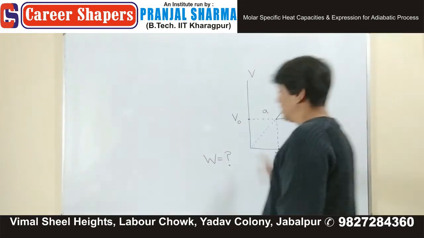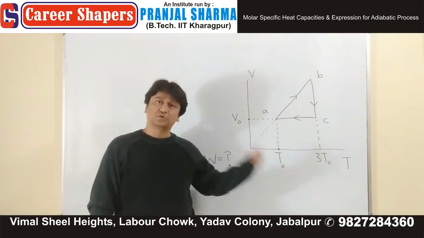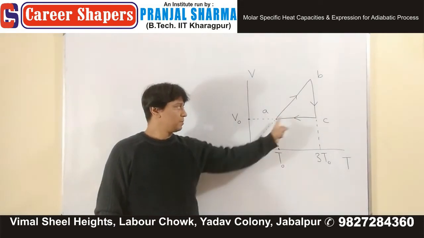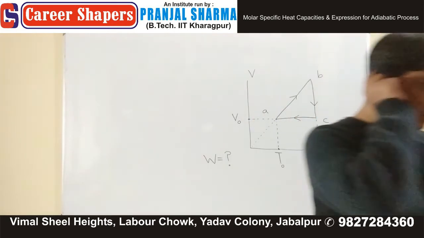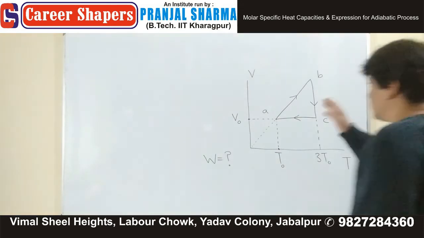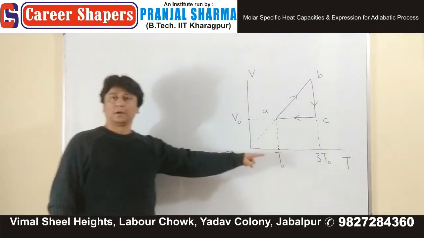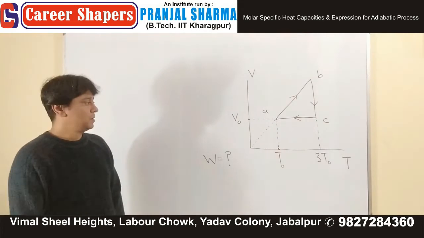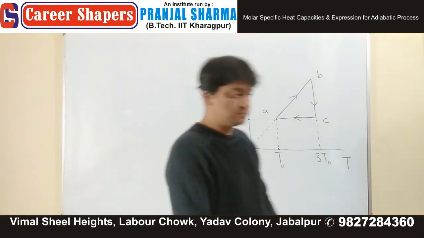First tell me, can we find area of the triangle and will it give us work? Yes or no? If we calculate total area, then is it going to give us work done by the system? Good. The graph is between volume and temperature, and therefore we cannot use the concept of area. Concept of area is used when graph is between pressure and volume.